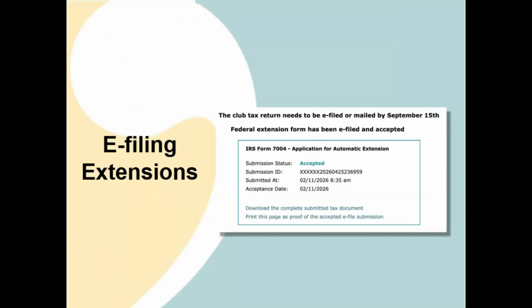You will then see this notice on the bivio taxes page after the Form 7004 extension application is accepted. Click to download and print the submitted extension document. It is important to click to download and print this page as proof of acceptance. If your club is required to also file a state tax return, be aware that some states require you to file a separate extension directly with that state.